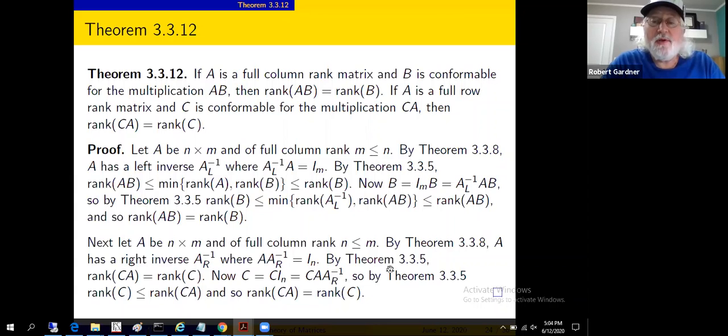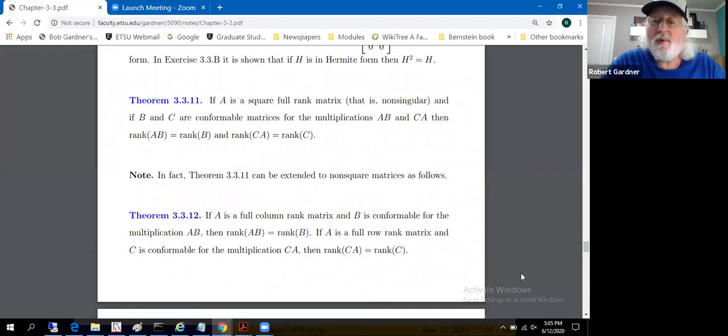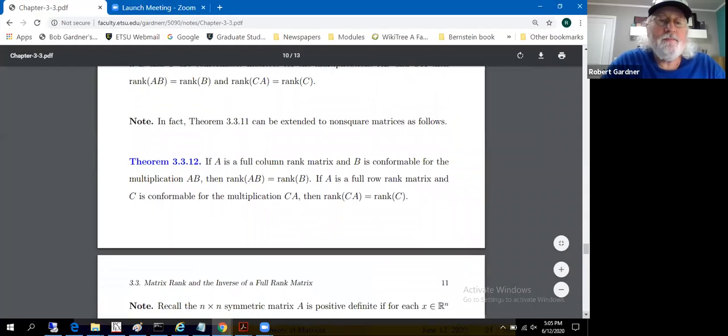We can use theorem 3.3.5 to draw a conclusion of another type: the rank of CA is less than or equal to the rank of C. Same type of substitution we did up here to reverse that inequality and draw a conclusion of equality. Sorry for the typos, but the argument's quite similar to what we have here, except we're talking rows and right inverses in this case. So proof of that one, not so different from the proof of the previous one.